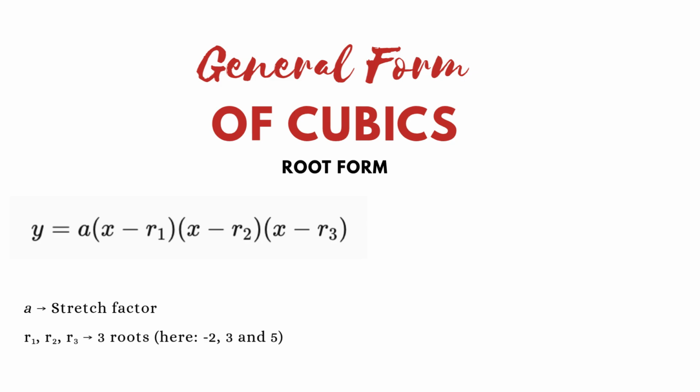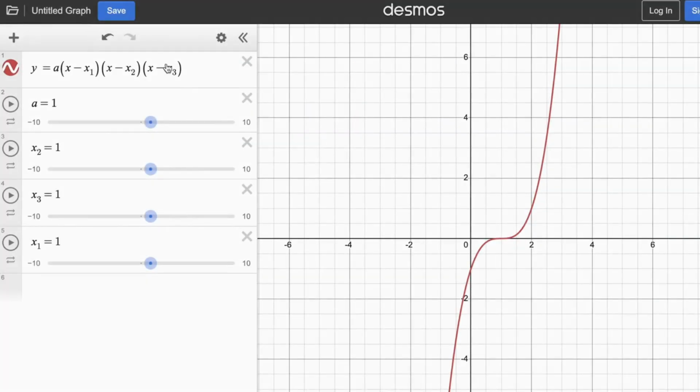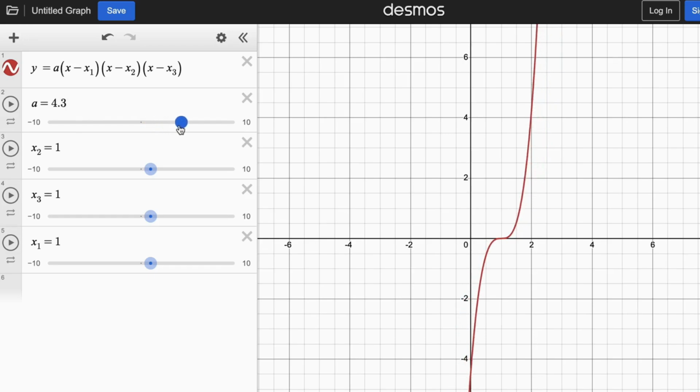Now let's visualize this on Desmos, root form in its general form over here. I've given all of these variables a slider so that we can see what happens. Let's see what happens when we change the a. Similar things are going to happen. As we increase our a, the graph gets more and more squished, and as we make it smaller, it stretches out more.